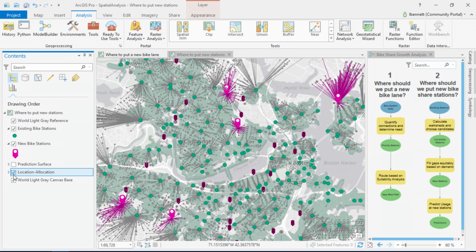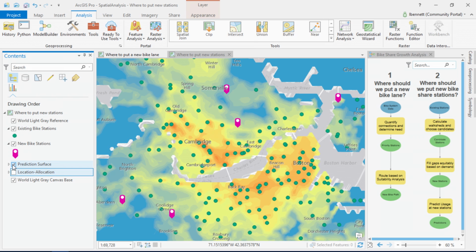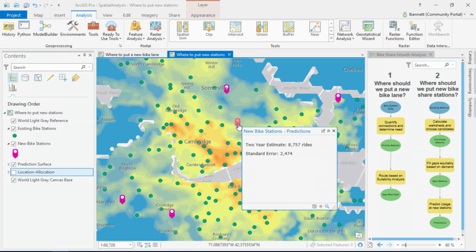But how many people are actually going to use these stations? How many bikes should each of them have? This geostatistical surface models what we know about existing stations to predict usage at each of our new stations. These predictions are important information for planning a build-out.